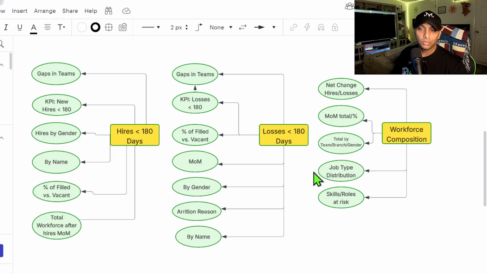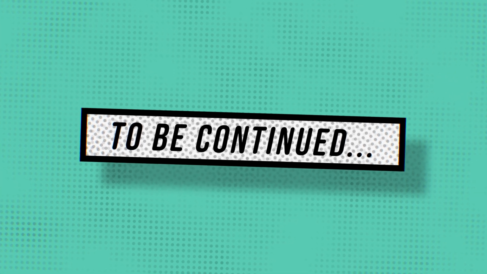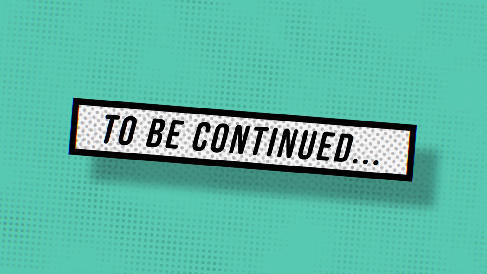Job type distribution, we have the same thing as well. And then skills and roles at risk. So we can also build that one out too. So skills and roles at risk and then by name, I think are the only things we have left to truly work on. And I think we'll be done with this product.